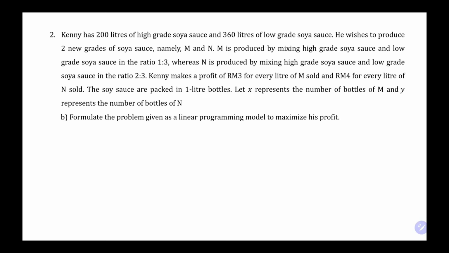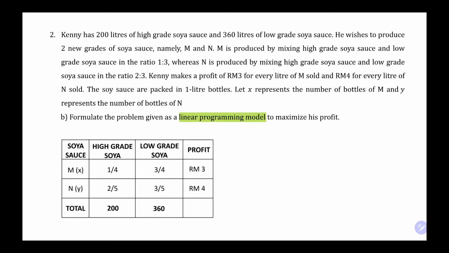Next, same question. B, formulate the problem given as a linear programming model to maximize his profit. If the question asks to give it as a linear programming model, we need to state maximize profit Z equals 3x plus 4y, and we state subject to our system of inequalities. So if the question asks to state a linear programming model, we arrange it like this: maximize or minimize, and subject to.